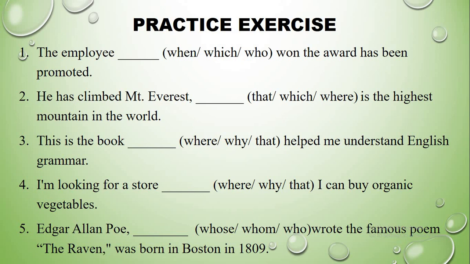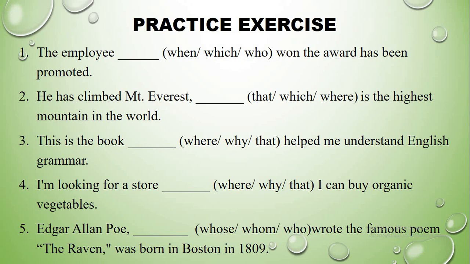Number 4, I am looking for a store dash I can buy organic vegetables. We find three relative pronouns, where, why and that, for this sentence. And here the noun we are having is that store. Looking for a store, a place, right? So which could be the right relative pronoun? Where. I am looking for a store where I can buy organic vegetables.